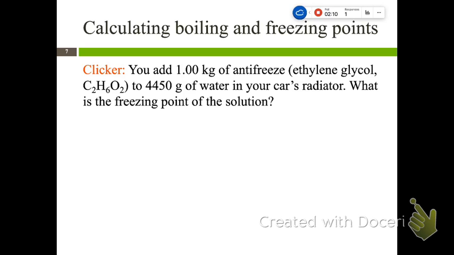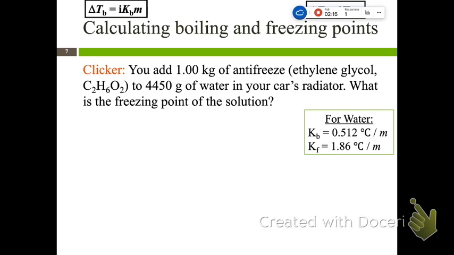Utilizing 1.86. So there's a couple of equations that you might be using. I'm going to add those up on the screen. And a couple of constants. Otherwise, it's just a number.